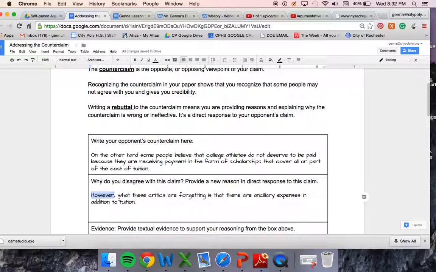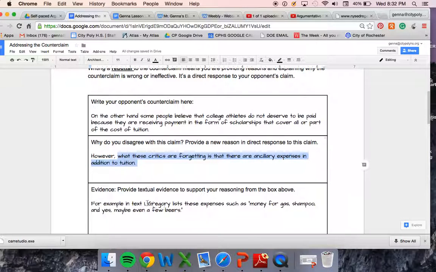However, what these critics are forgetting is that there are ancillary expenses in addition to tuition, right? And there's my reason, okay? This is my reason for not believing them. So I need to start to provide evidence, right? Some textual evidence to support the reasoning from the text above. That always helps. For example, in text 1, Gregory lists these expenses, such as money for gas, shampoo, and yes, maybe even a few beers, right?